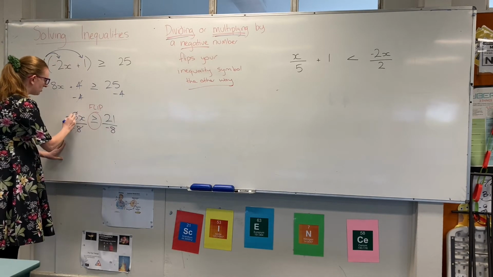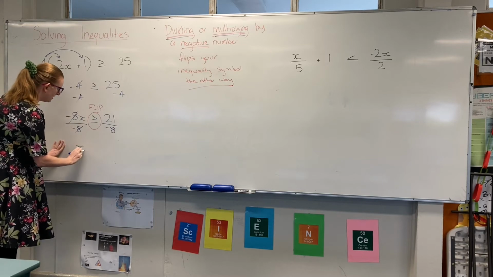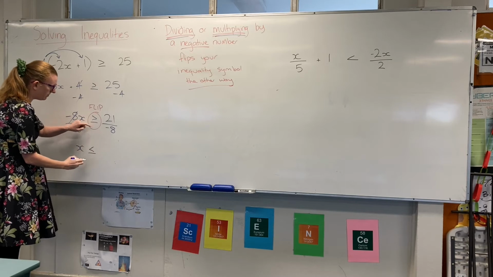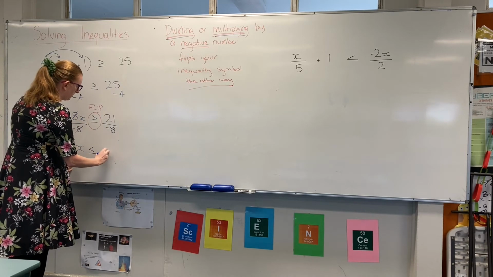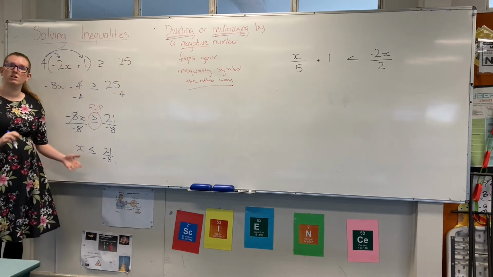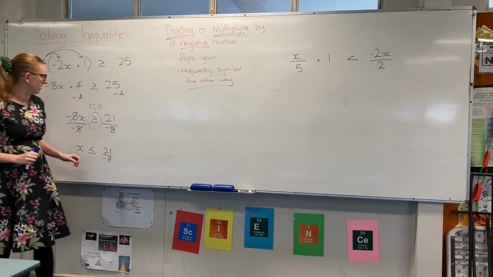So that's cancelled out, so I'm left with x. But instead of facing that way, it's going to be facing this way. And then it'll just be 21 over negative 8. Cool. And there's our answer.